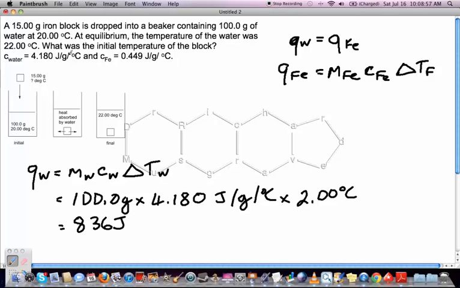Now if you remember what we're looking for here, it says what was the initial temperature of the block. Well, that means we're after delta T. We have the QFE, we have the mass of iron, and we have the heat capacity of iron. So delta T of iron is going to be QFE over MFE times CFE.